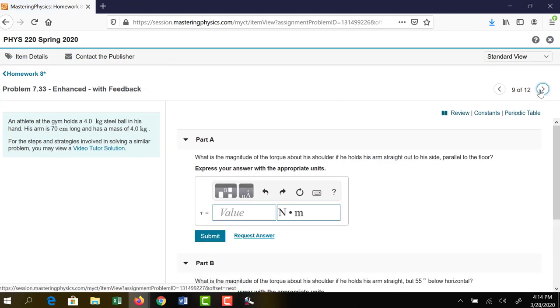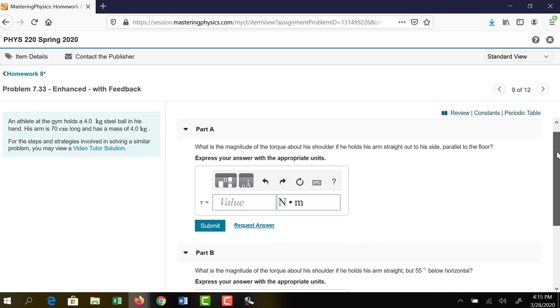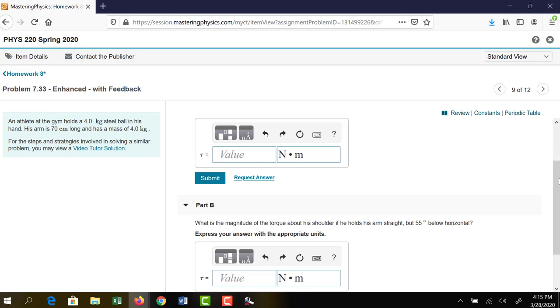An athlete at the gym holds a 4 kilogram steel ball in his hand. His arm is 70 centimeters long and has a mass of 4 kilograms. And again, you can follow the steps on the video tutor solution here. What is the magnitude of the torque about his shoulder if he holds his arm straight out to the side, parallel to the floor? And then part B here, what is the magnitude of the torque about his shoulder if he holds his arm 55 degrees below the horizontal?